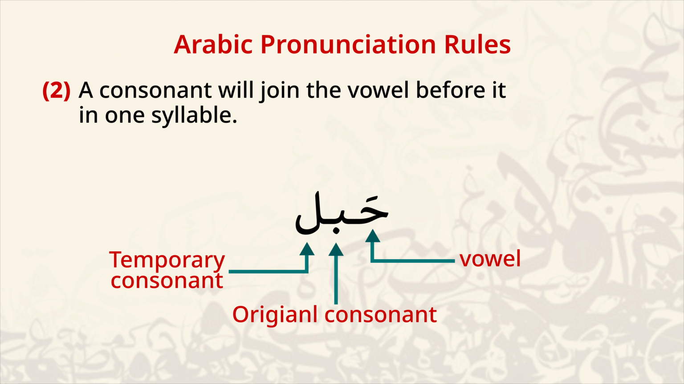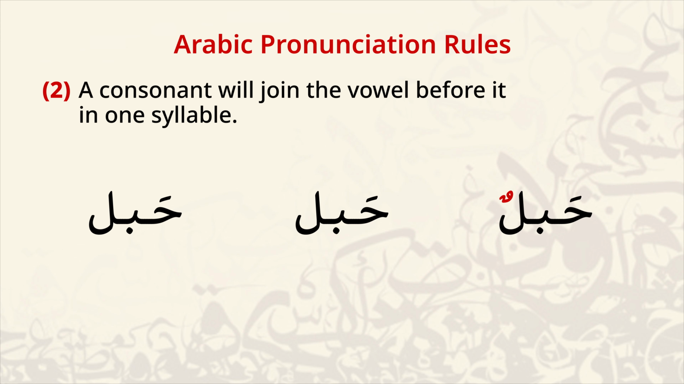The letter ba in the middle is originally consonant, so it will be consonant in any sentence, while the last letter is temporarily consonant because we don't know yet the grammatical function of this word. And once we use it in a sentence, it will take one of three options, Dammah, Fatha, or Kasra, based on its position. Let's ask our question.